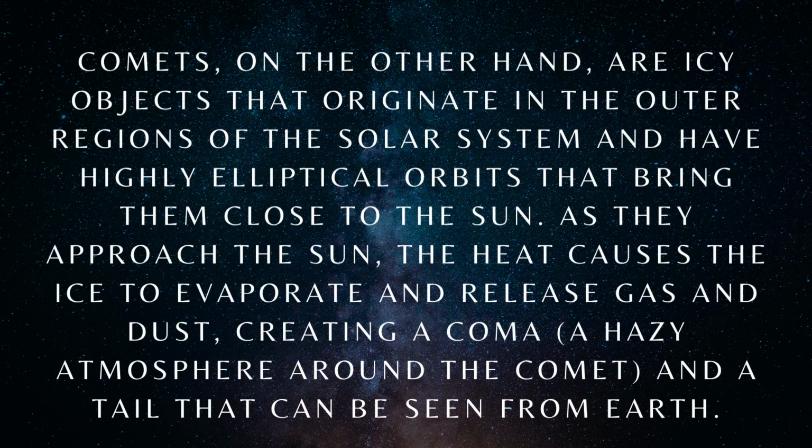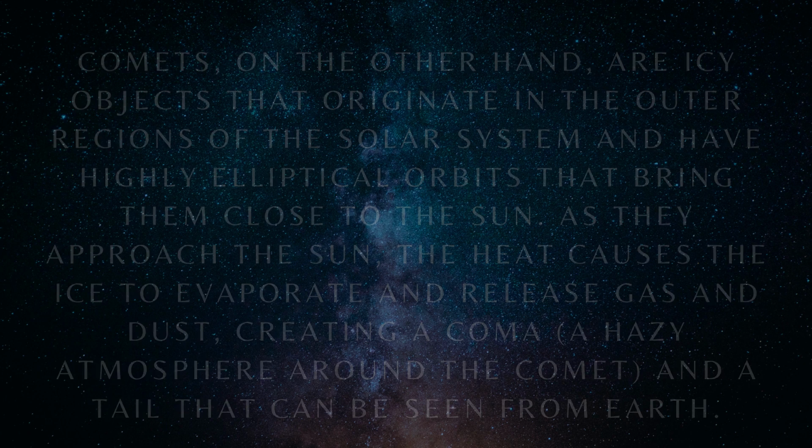Comets, on the other hand, are icy objects that originate in the outer regions of the solar system and have highly elliptical orbits that bring them close to the Sun. As they approach the Sun, the heat causes the ice to evaporate and release gas and dust, creating a coma, a hazy atmosphere around the comet, and a tail that can be seen from Earth.